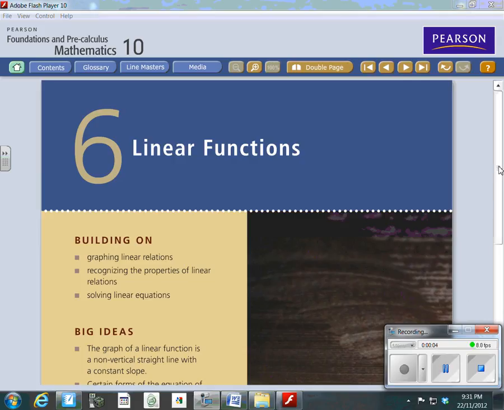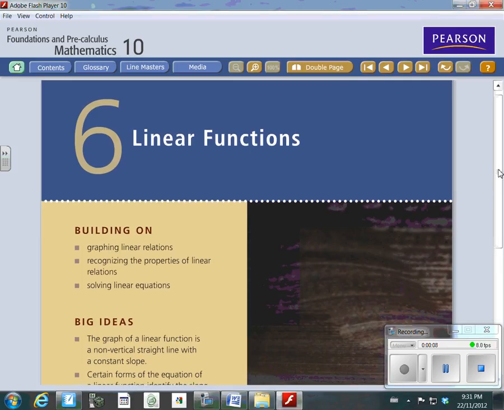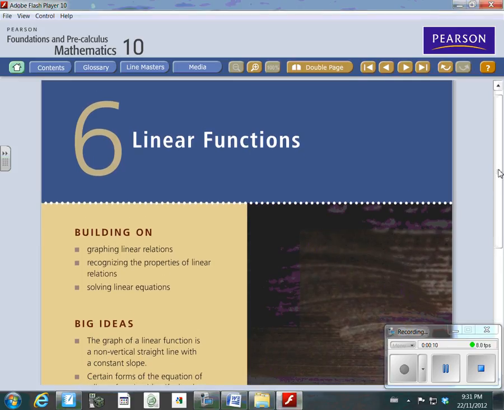Mr. Wheeler, a former teacher of mine, is our special guest today, and we are starting Unit 6 today on linear functions. And we'll need you to get your textbooks open to this page, so I'll just pause for a second and wait for you to get those out.